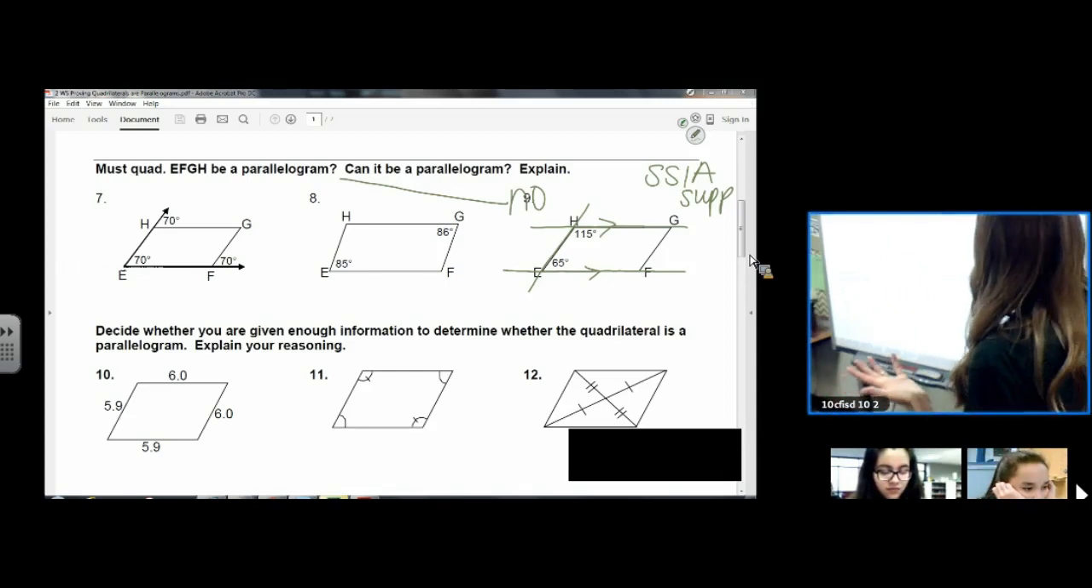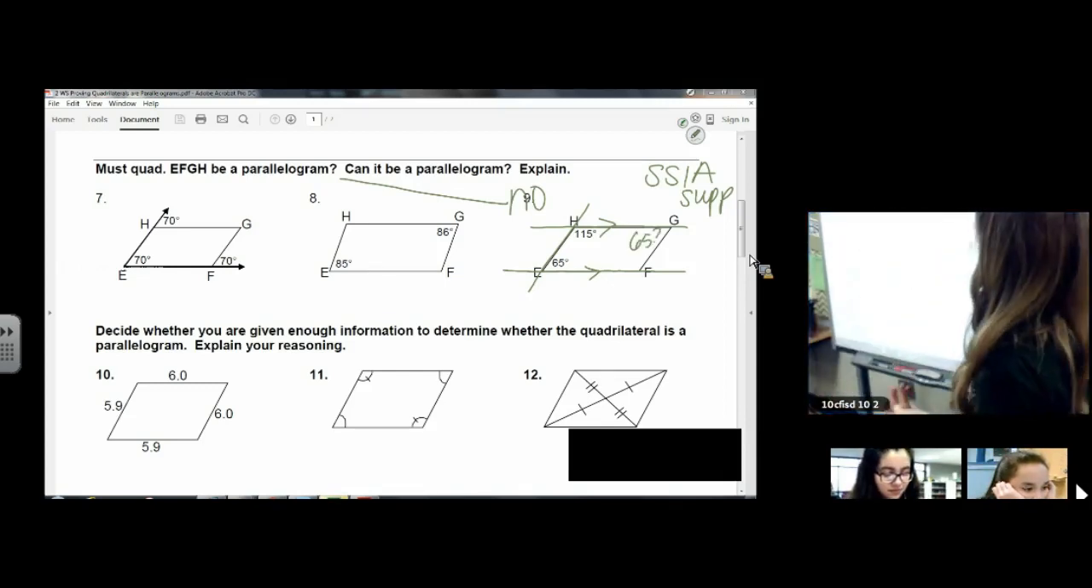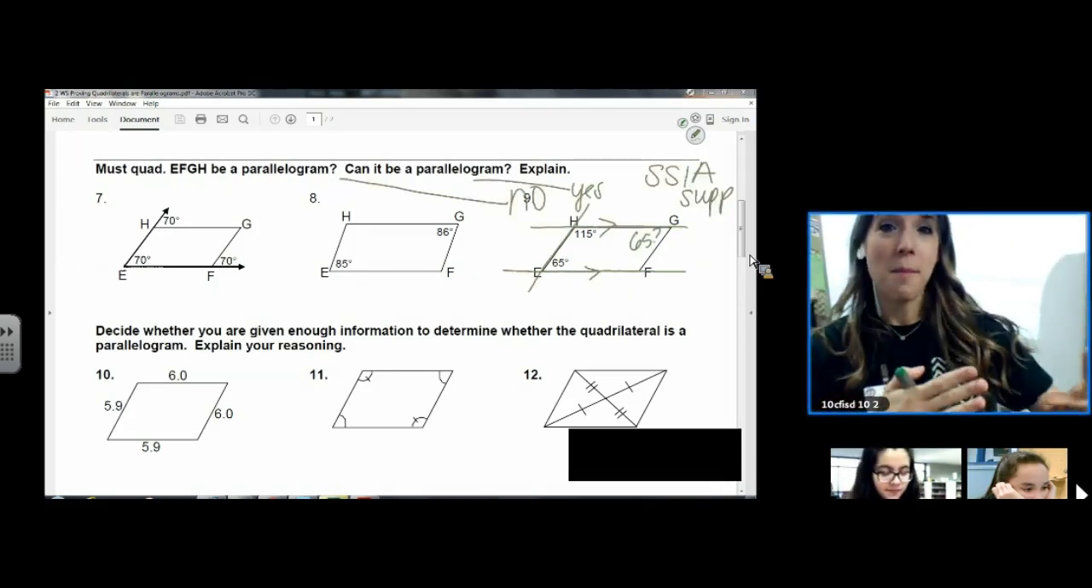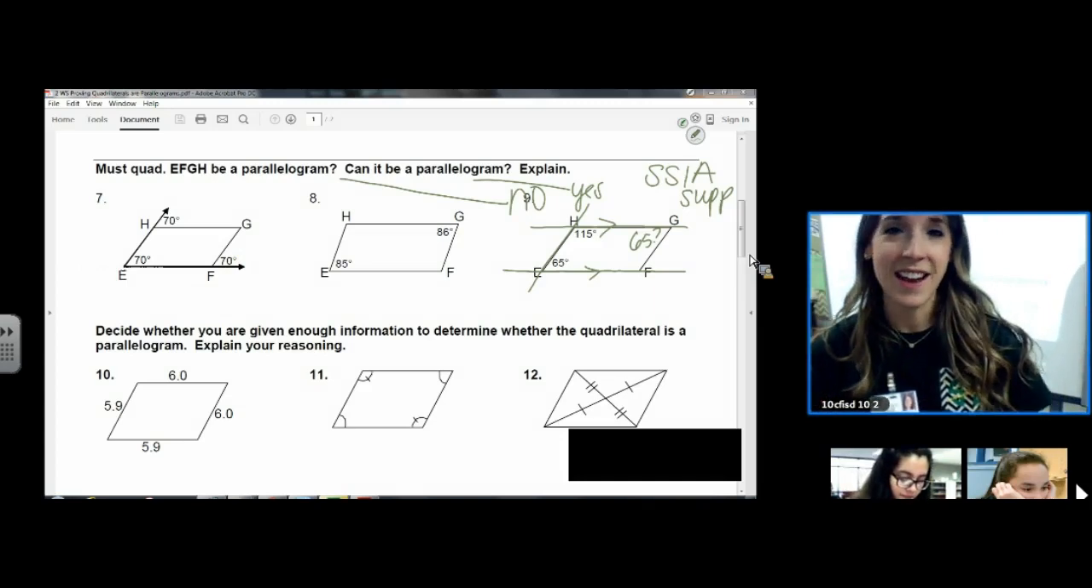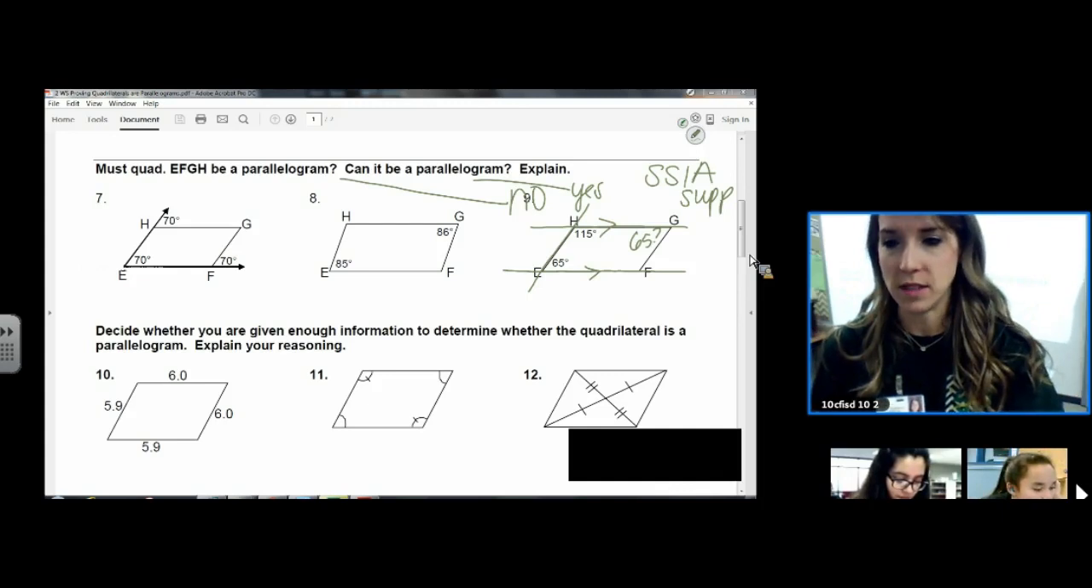Could it be a parallelogram? Could this angle be 65 and the other one be 115? Sure it could. Can it be a parallelogram? Yes. So when you get no to the must and yes to the can, then the answer is sometimes. That shape would sometimes be a parallelogram and sometimes not.